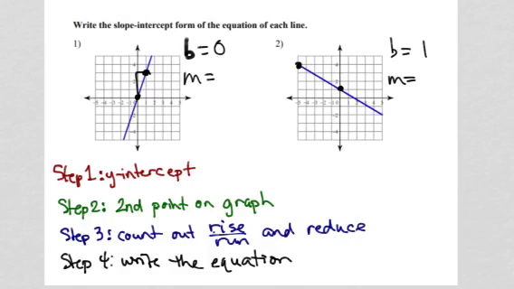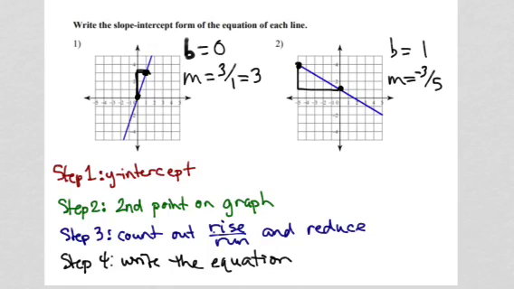Alright, now that's step 3. Now we want to count out the rise and run. So back on number 1, we'd be counting up 3 spaces and to the right 1 space. And then we want to reduce that fraction down to the whole number 3. Alright, number 2 over here, we'd be counting down 3 spaces and right 1, 2, 3, 4, 5 spaces, and that one does not reduce.